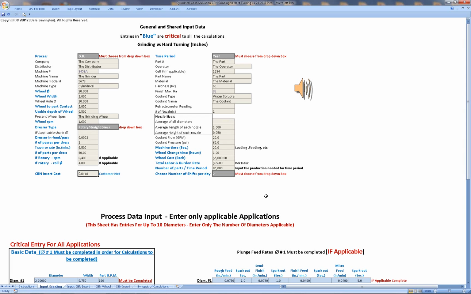Cylindrical cost evaluation, grinding versus hard turning, is for anyone that has a need to understand the cost advantages or disadvantages for grinding versus hard turning. The potential users are engineers, salespersons, manufacturing managers, and cost estimators. Because of the nature of the input and calculations, this program can be used for comparing any grinding wheel regardless of specification and any turning tool regardless of material.